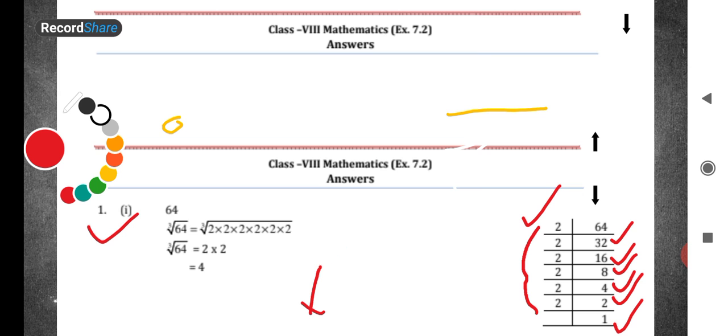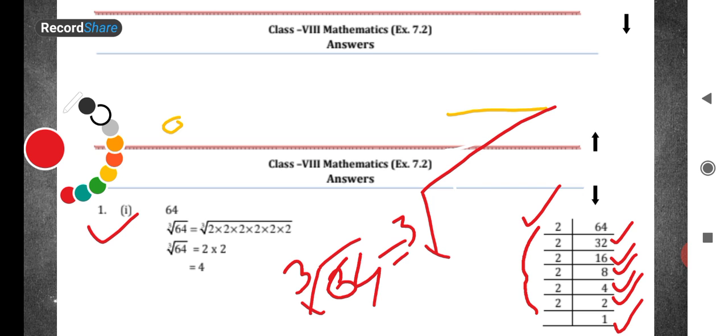So this is the symbol of cube root, isn't it? So you will write 64 inside the cube root. Then this is equal to the cube root of the 2s we got. We got one group, two groups, isn't it? How many? 2 triplet groups we got.